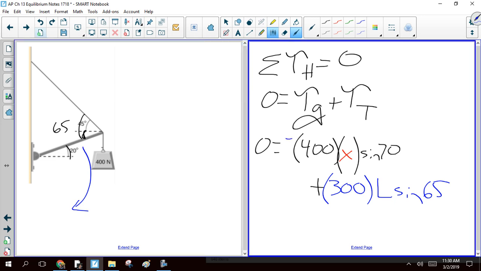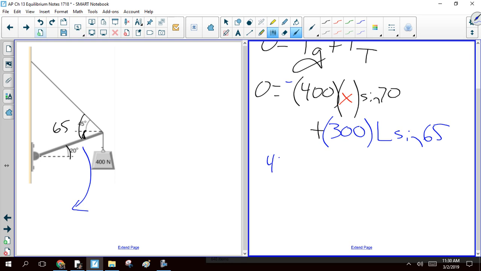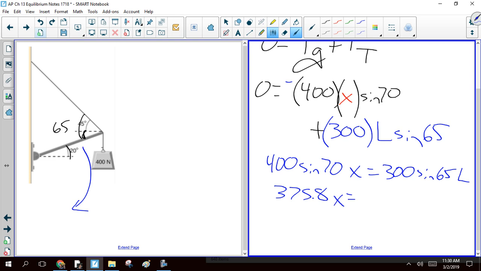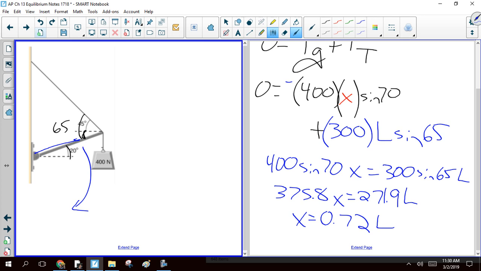Okay, so solve that. So you get 400 sine 70 times x equals 300 sine 65 times L. So you get 375.8x equals 271.9 L. So x turns out to be 0.72 L. So 72% of the way out the beam is where you got to hang the mass. Okay? So that's kind of it.